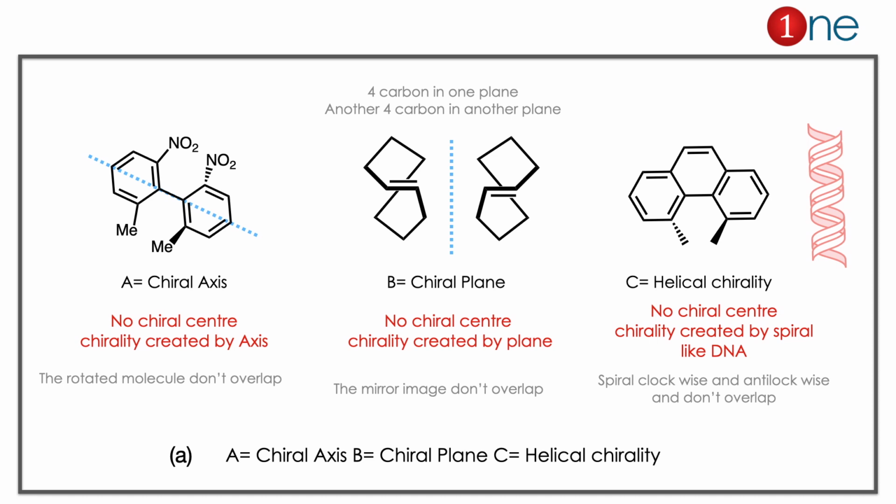Then molecule C. The molecule has 3 continuous rings, and one methyl is above, one methyl is below. It's kind of spiraling. Spiraling means it's like DNA, continuously rotating. So it's a spiral. If you create a mirror image of it, definitely it also won't match. So this is also chiral. Here chirality is established from the helical form, like DNA. So the answer is clearly A. A is chiral axis, B is chiral plane, C is helical chirality. So here you learn 3 concepts.